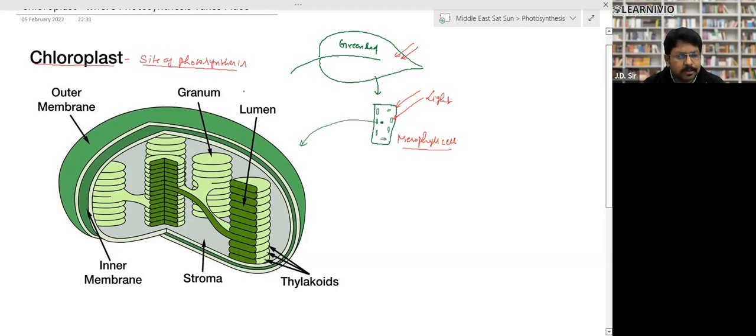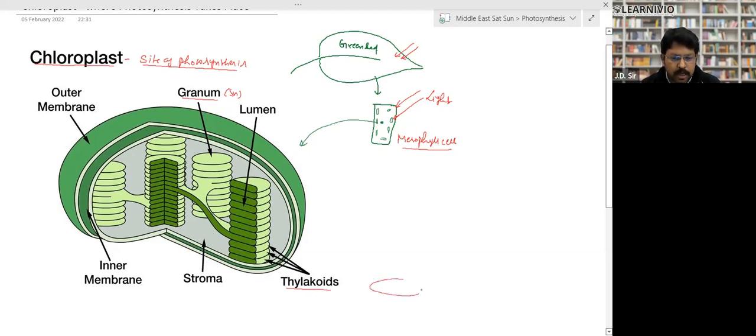Inside the chloroplast, there are these pile-like structures. These are like piles of coins, where the coins are piled up at one place. The singular is granum, and all these piles or collections are called grana, right? So granum is a singular term. This pile of coins is called granum, and a single coin of this granum is called thylakoid.